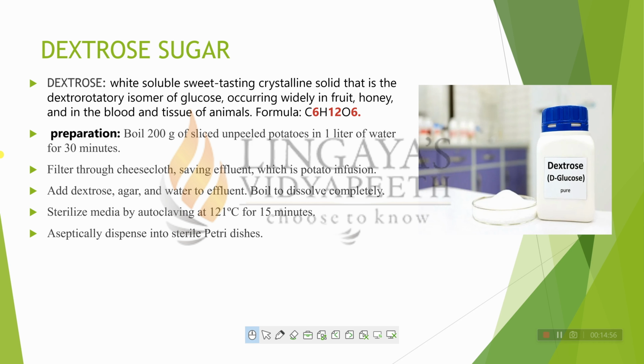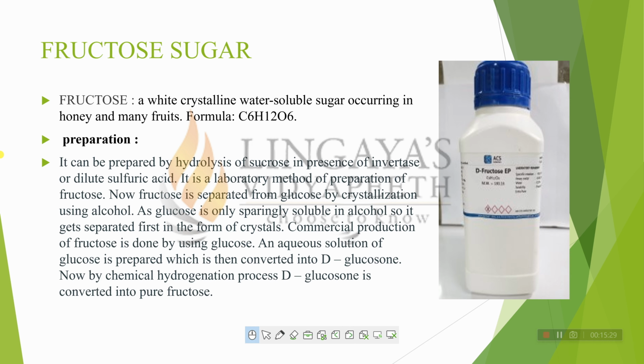So how do you prepare it? You have to boil 200 gram of sliced unpeeled potatoes in 1 liter of water for 30 minutes. Then you have to filter this through cheesecloth, saving the effluent, which is potato infusion. Then you have to add dextrose agar and water to the effluent. Boil to dissolve completely. Then you have to sterilize the media by autoclaving at 121 degrees Celsius for 15 minutes. After the autoclaving and cooling, you have to aseptically dispense into sterile petri dishes.